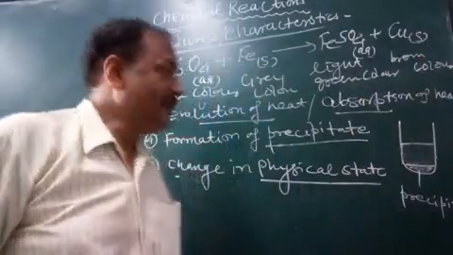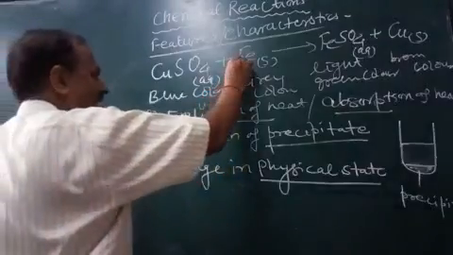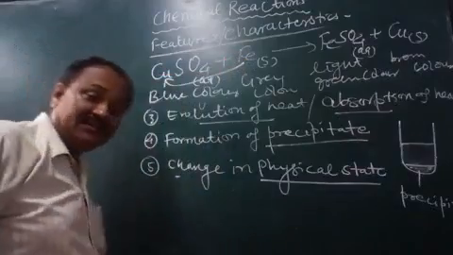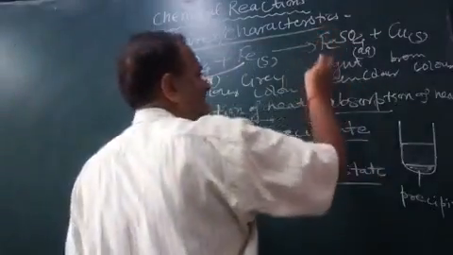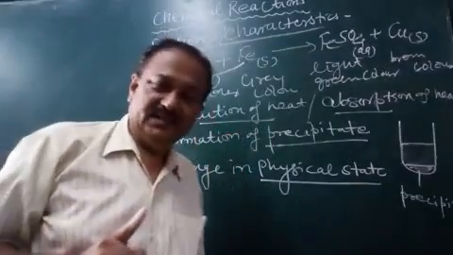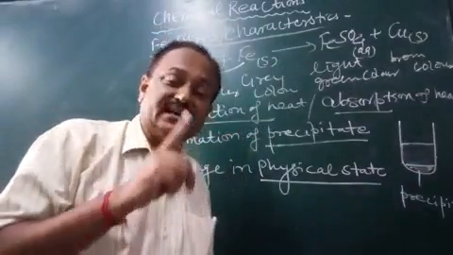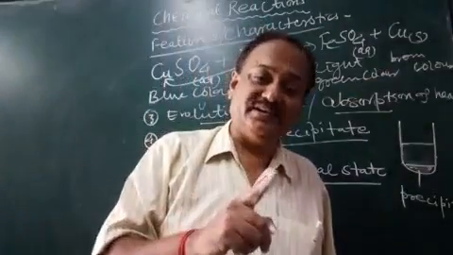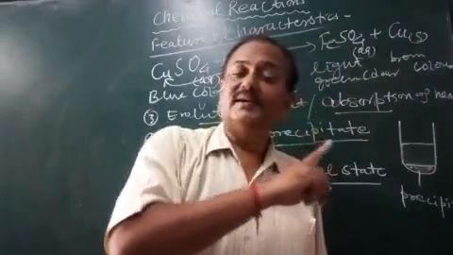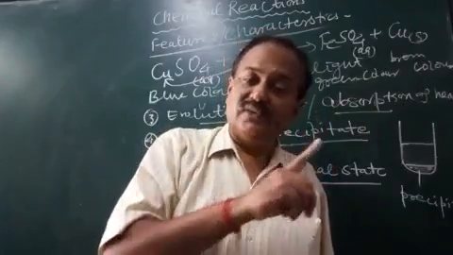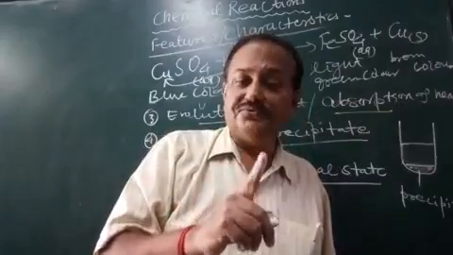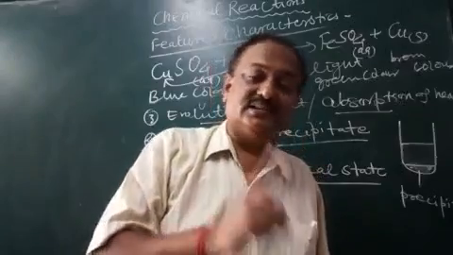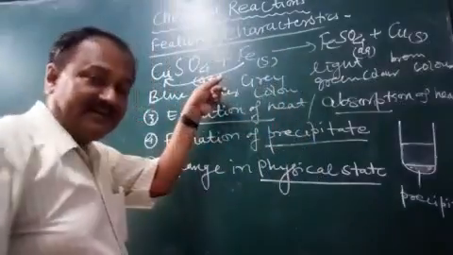Single displacement because only iron has displaced copper. Why is it so? Because iron is more reactive. Displacement reactions take place where one is less reactive, other is more reactive. In both the cases, double or single, only the game of power, which is more reactive, which is powerful, will displace other. So this is single displacement reaction.